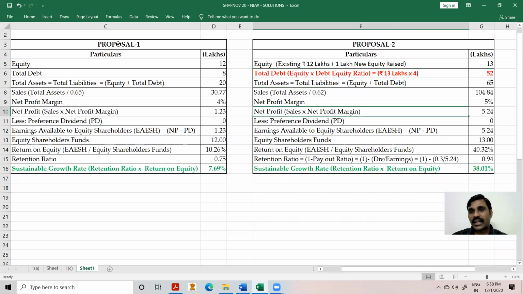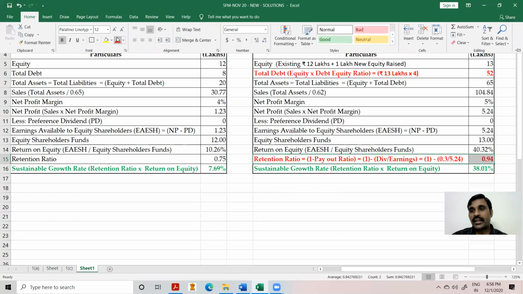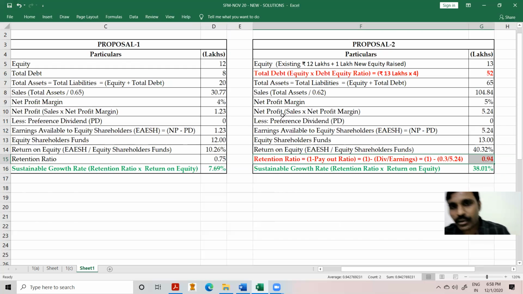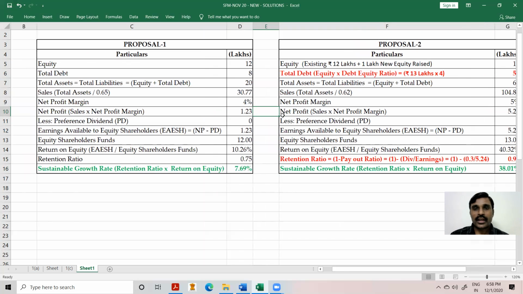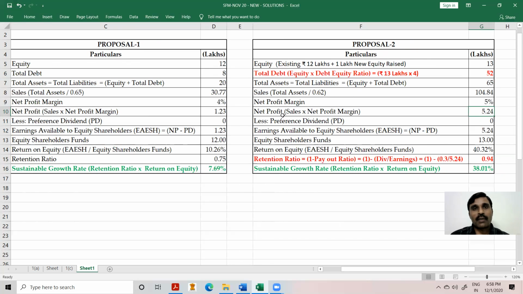12 plus 1 equity, 13 lakhs, we will write, and this retention ratio. In proposal 2, these are the 2 areas where we should be careful. The rest of the things are the same. Proposal 1 is very simple. In proposal 2, those are the points I have highlighted in red that we have to take care of. Okay, right. So this is 2A. In the next video, we will come out with 2B.